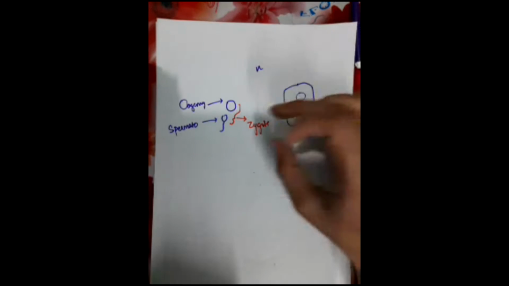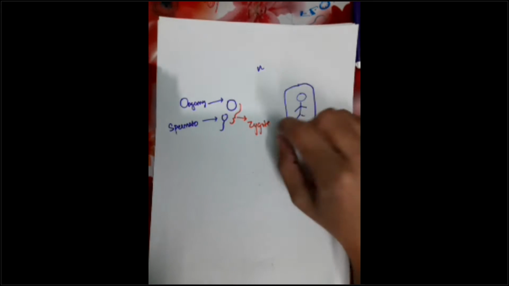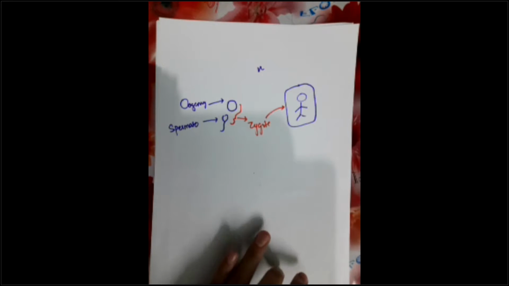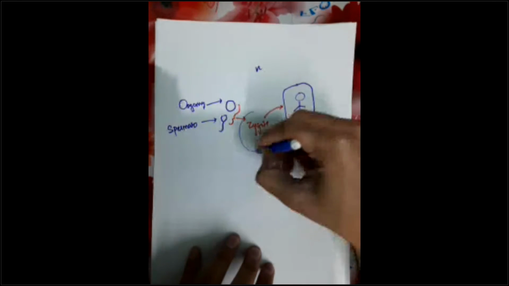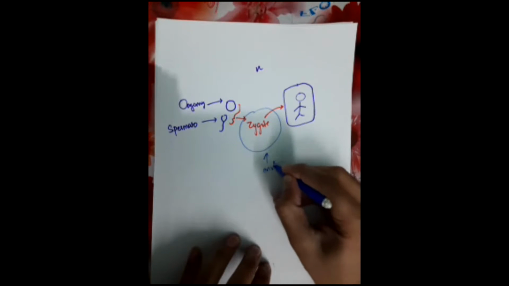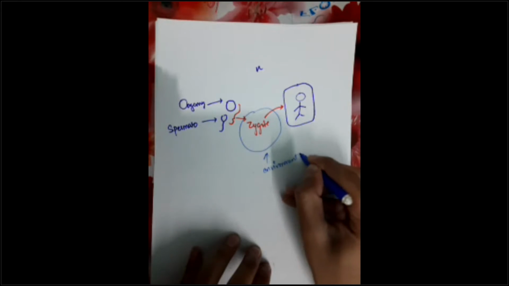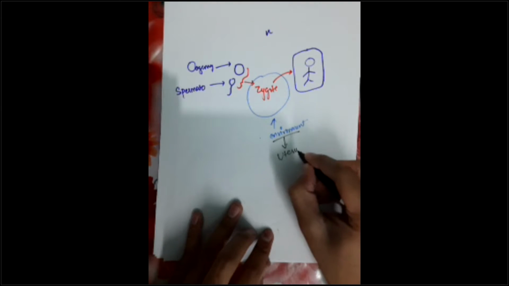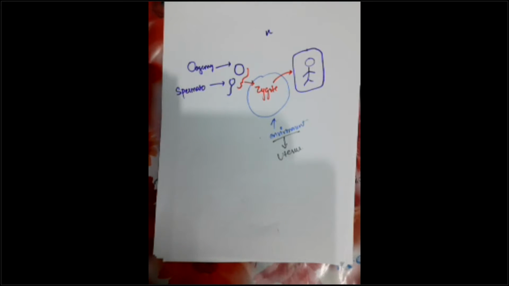But just formation of a zygote is not sufficient. We have to form this zygote into this complete baby, this complete human being. What do we have to do? We have to provide this zygote, the developing embryo, an environment which is necessary for its growth and survival. Where is this environment given? Inside the uterus. So what inside the uterus is required for a baby to grow?